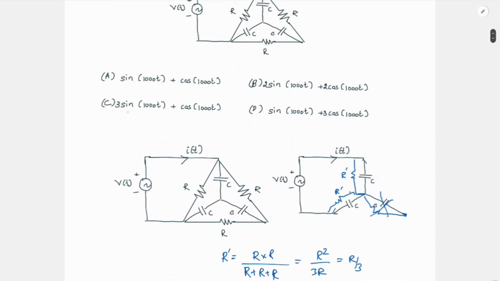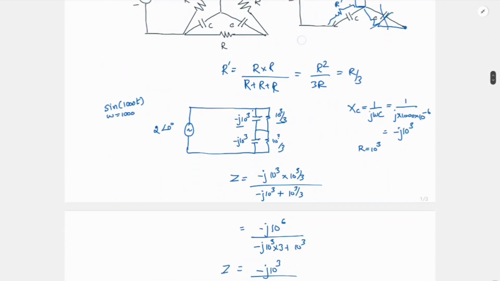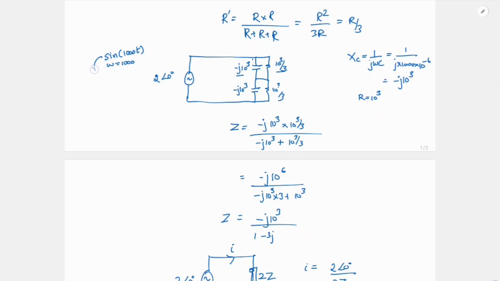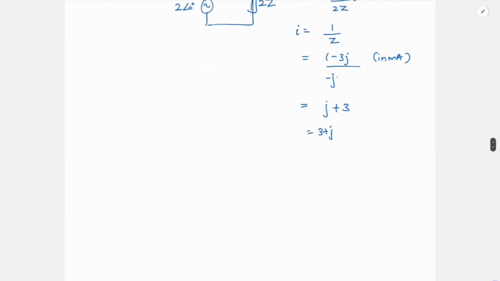And my answers are in this form, right? It's in the form of sine and cosine, and our reference we have taken as sin 1000t. This is nothing but the real part of j into e power j omega t. And j into j sine will be minus, so I have to include a minus sign. So whatever I get, I have to multiply with minus j e power j omega t and take the real part. So I got 3 plus j, and I need to multiply it with minus j e power j omega t and take the real part of this.